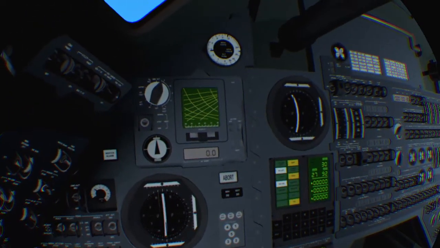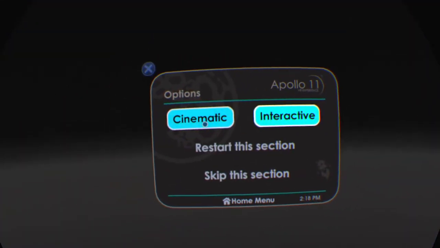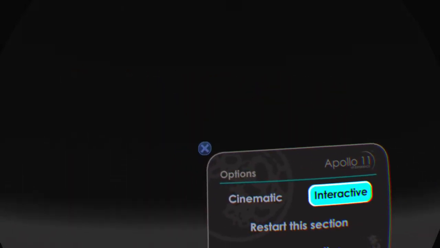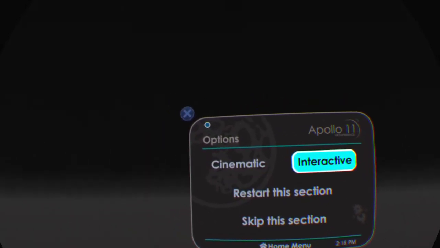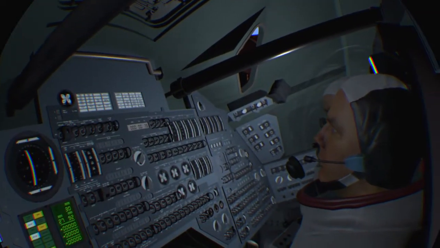All the second stage tanks now pressurized. 35 seconds and counting. We are still go with Apollo 11. 30 seconds and counting. Astronauts report it feels good. T-minus 25 seconds. 20 seconds and counting. T-minus 15 seconds. Guidance is internal.